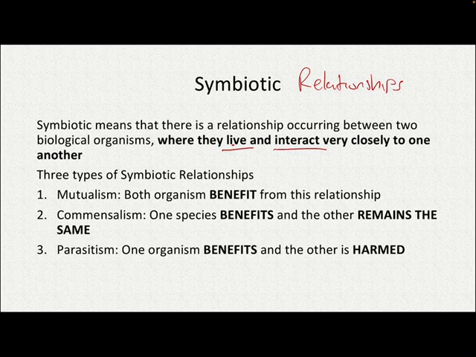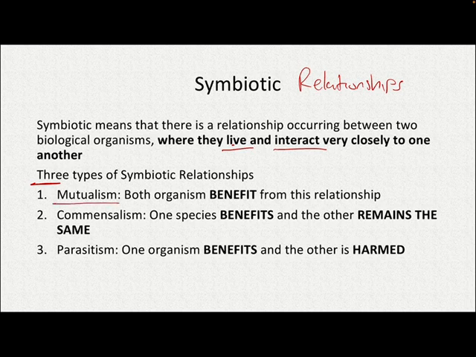Right? So there isn't going to be a symbiotic relationship between a tiger and a lion that live on opposite sides of the country, right? Because they are too far away to interact with one another. They don't even know of one another's existence. So symbiotic relationships really have to do with the closeness and the relationship between different organisms. There are 3 types of symbiotic relationships.